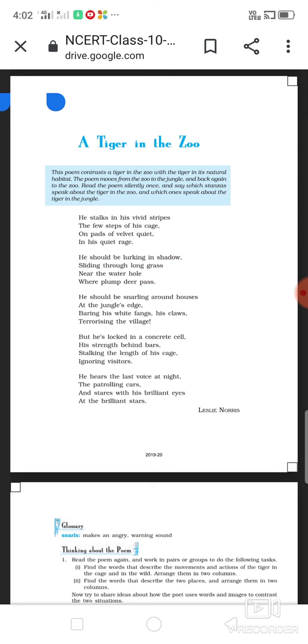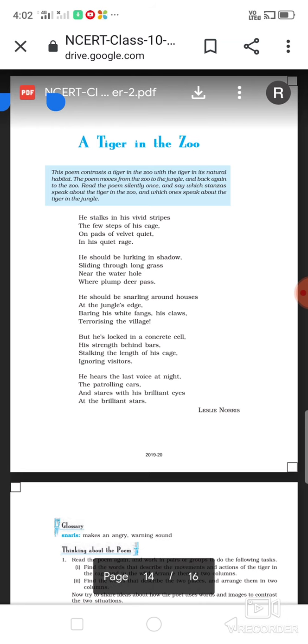At this pitiful state, the poet is saying that the tiger, the majestic tiger, the ferocious tiger, whom we used to imagine in the wild, is staring with his brilliant eyes to the brilliant stars. That means he is helplessly asking God, why am I in this situation? What is the mistake that I committed that you have restricted my freedom? He just simply asks the heavenly God to give him freedom.